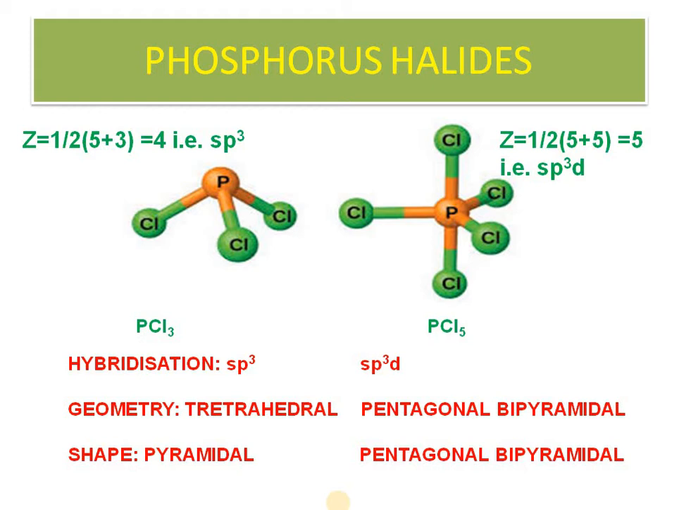Similarly, Z is equal to 1 by 2, the valence electrons 5 plus the number of monovalent atoms 5, 5 plus 5 is 10, half of that is 5, so sp3d. This way we are able to calculate the hybridization. Along with that, for PCl3 the geometry is tetrahedral but the shape is pyramidal due to the presence of one lone pair. For PCl5, the shape is pentagonal (trigonal bipyramidal) because 5 bond pairs are there and no lone pair, therefore geometry and shape are the same.